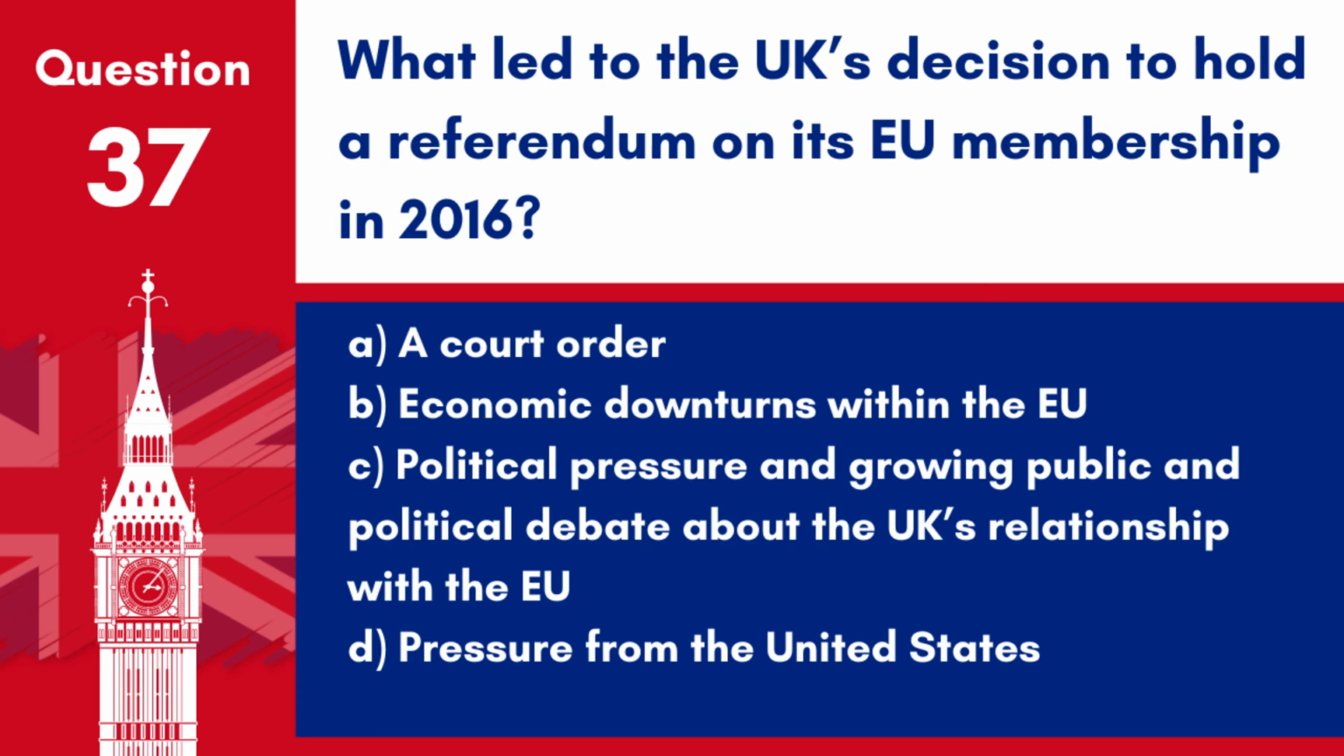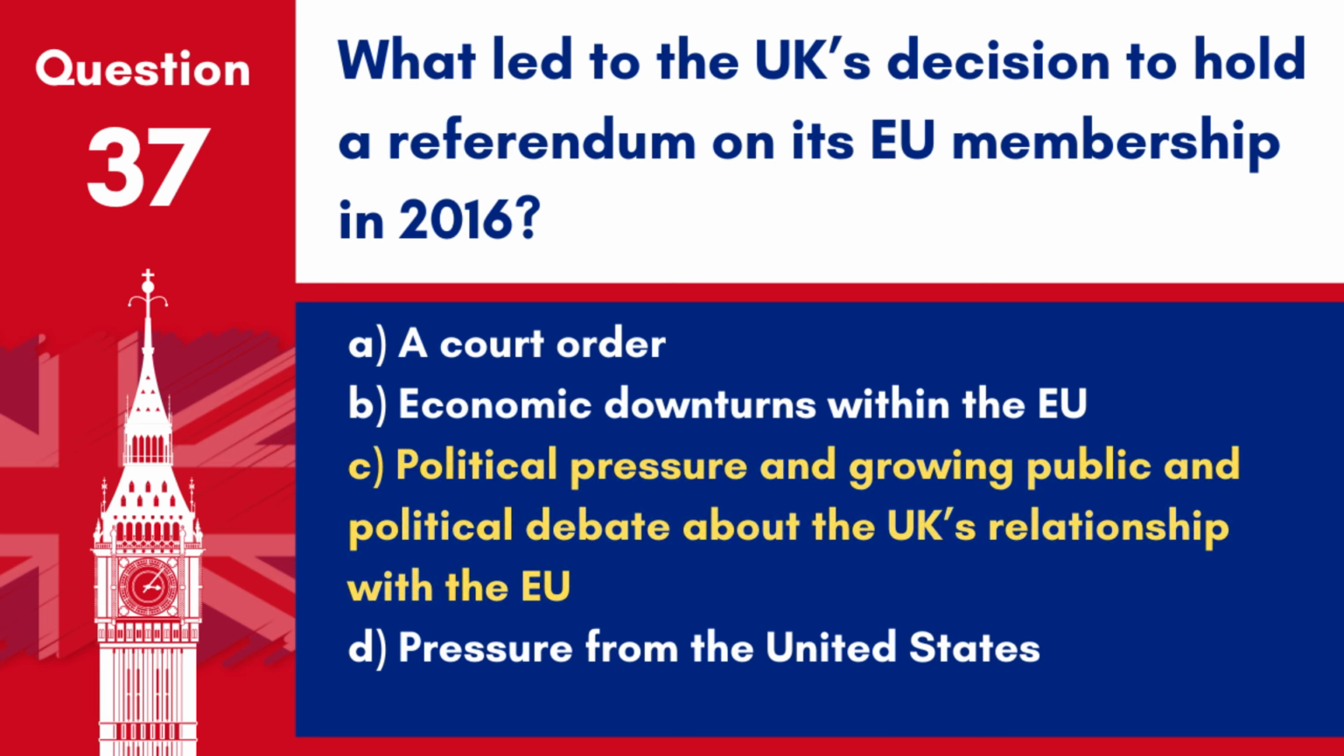Question 37. What led to the UK's decision to hold a referendum on its EU membership in 2016? A. A court order. B. Economic downturns within the EU. C. Political pressure and growing public and political debate about the UK's relationship with the EU. D. Pressure from the United States.